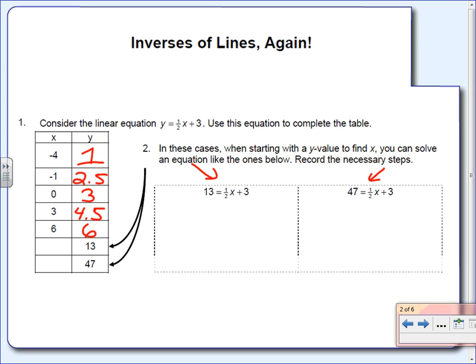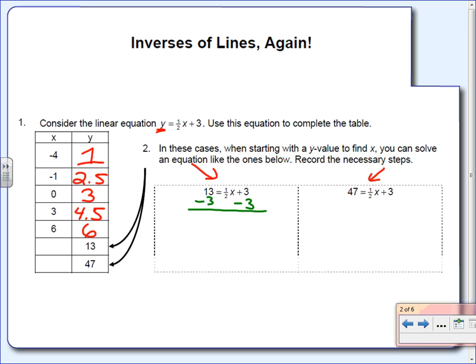So notice what they've done here. They've replaced this y here with the number 13. What we're going to do is figure out what the x is. You're going to help me out with this. So here we go. We have the equation 13 is equal to 1/2 x plus 3. Let's go back to your Algebra 1 days. First thing I got to do is what? Let's solve for it. First thing we got to do is subtract 3.